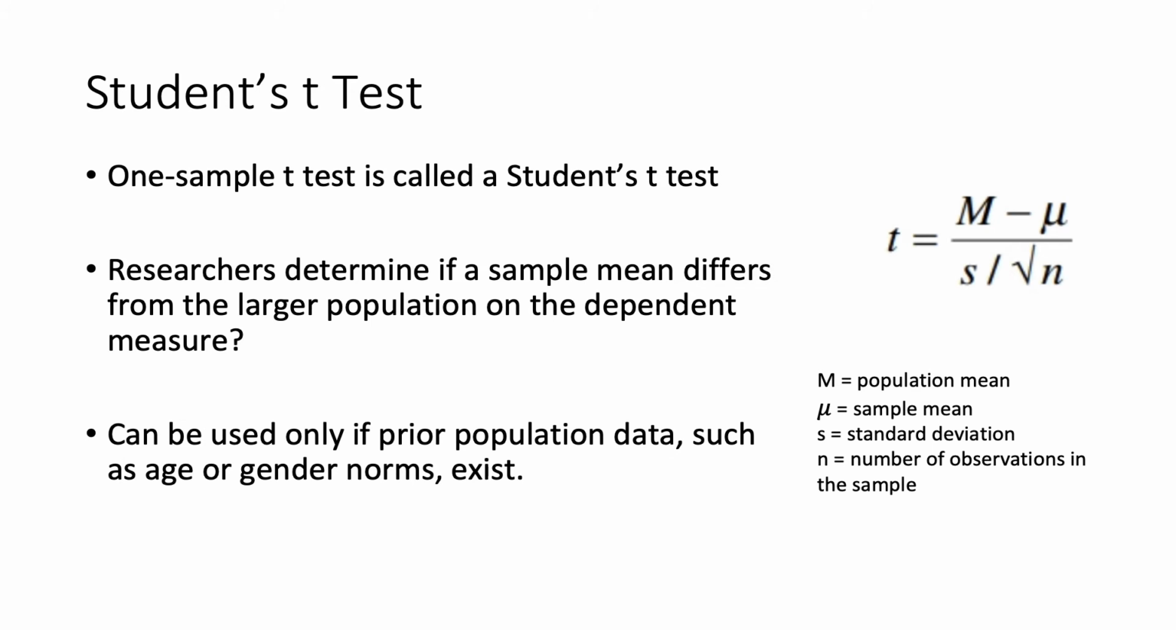The next test we'll talk about is the student's t-test, which is a one-sample t-test. For the student's t-test, the researchers determine if a sample mean differs from the larger population on the dependent measure. This test can be used only if prior population data, such as age or gender norms, exist. The statistical formula that is used is the population mean minus the sample mean, divided by the standard deviation for the sample mean times the square root of the number of observations in the sample.